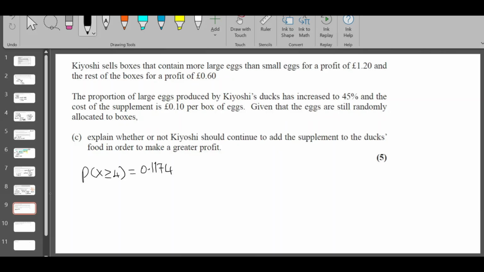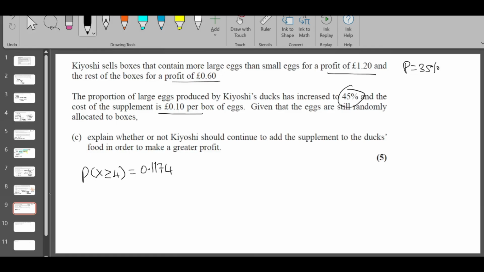0.1174, right? So he's selling the box for a profit of this and the rest of the box for the profit of this. Okay. The proportion of large eggs produced by the duck has increased to 45%. It was 35% here, right? Now it's increased to 45%, and the cost of the supplement, because he is adding a supplement, is this per box, given that the eggs are still randomly allocated at box. Explain whether or not he or she should continue to add the supplements.